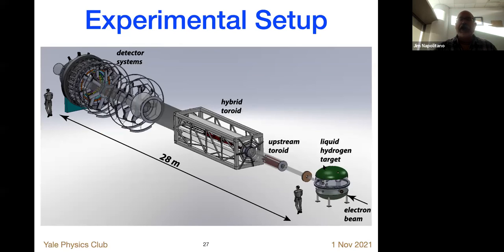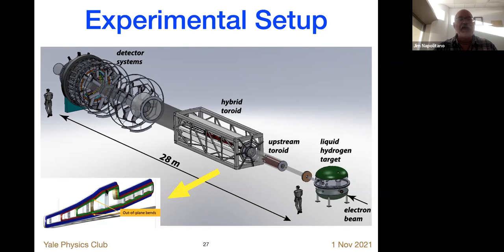So we do this with elastic electron-electron scattering. The electron beam comes in here, scatters off the liquid hydrogen target, and then the two electrons, which are very, very close together in angle, get split apart by one toroid and then another weird-looking toroid and detected down here in different detectors. It's about 30 meters from front to back. This really is a weird beast.